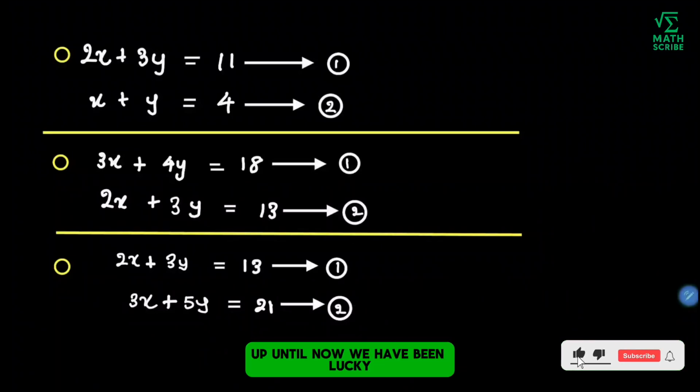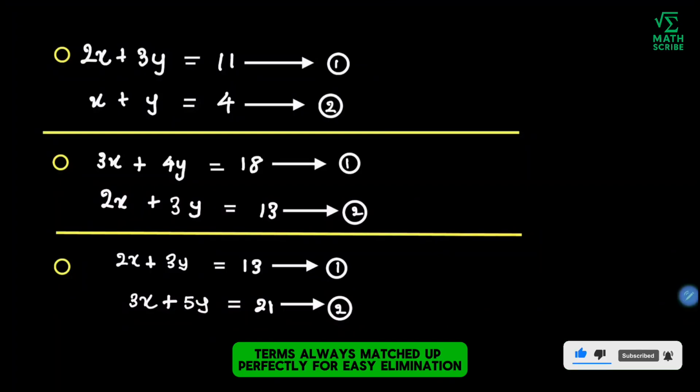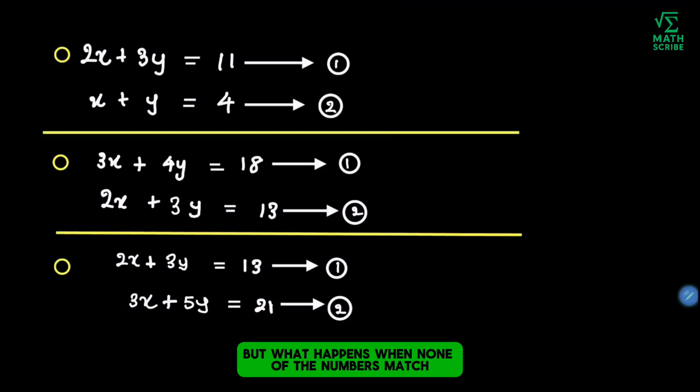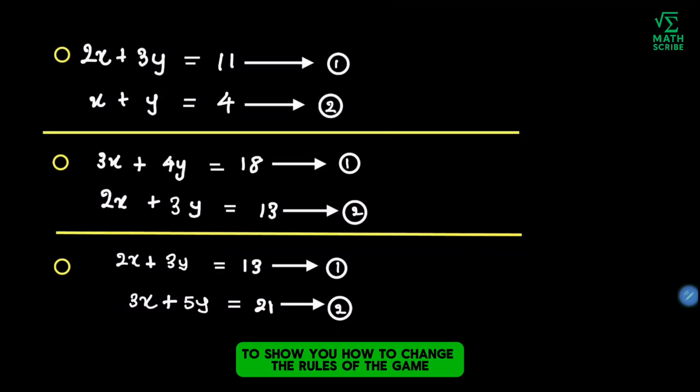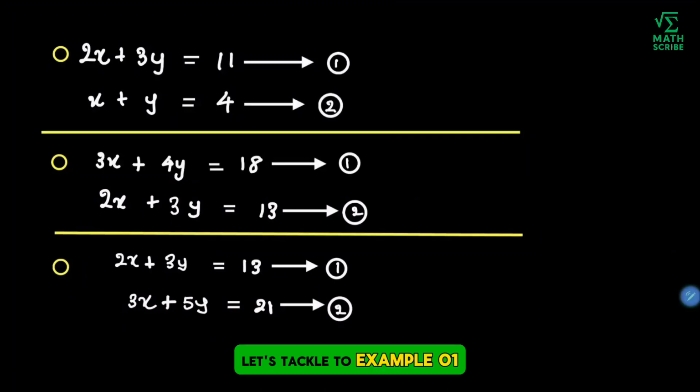Up until now, we have been lucky our x or y terms always matched up perfectly for easy elimination. But what happens when none of the numbers match? Today we are unlocking the ultimate level of elimination method. I'm going to show you how to change the rules of the game by multiplying the equations to a perfect match.